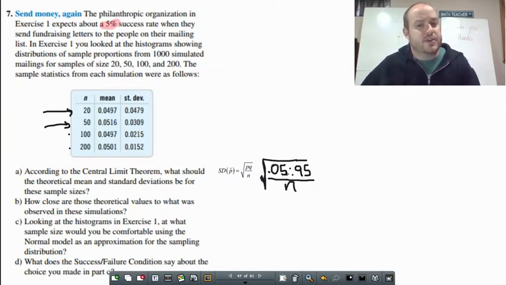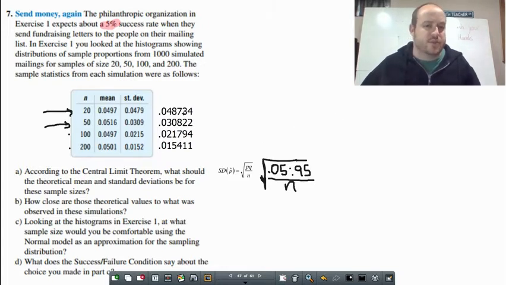So you can see here I have written out, in order to find each one of these standard deviations in the calculator, I would just hit square root, then 0.05 times 0.95 divided by, and I would just plug in each of these numbers, 20, 50, 100, 200. I would do it for each of those four and get my answers. Just to save us some time, I went ahead and plugged each of these in. And those are the four answers that we should be getting.